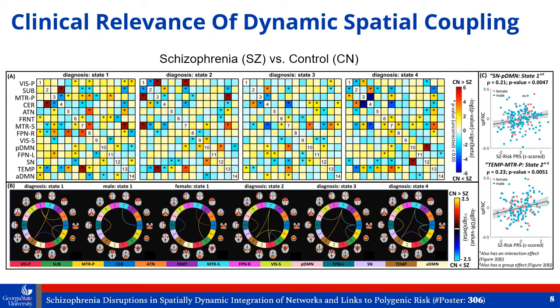We also evaluate the genomic predisposition of spatial functional network connectivity pairs with a significant schizophrenia effect using the polygenic risk score of schizophrenia. We observe two pairs show a significant correlation with the PRS for schizophrenia after FDR correction, including the default mode and salience pair in state 1, which also shows a sex-specific schizophrenia effect, and the temporal and primary motor pair in state 2, which also has a significant diagnostic effect.